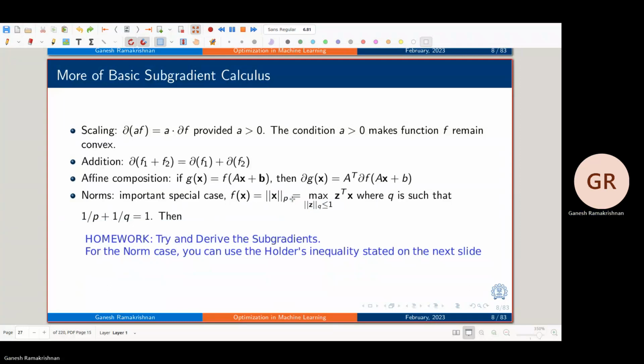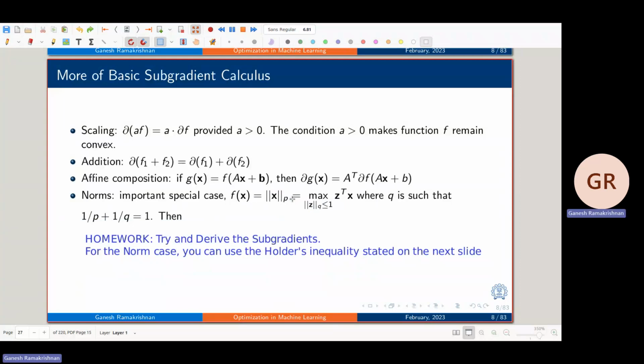When Z is a scaled version of X, right? They're proportional. Rather, if you put a norm constraint, they should be the same. Under a norm constraint, if Z and X are the same, then only the max is attained. The max is attained when Z and X are in the same direction. So now we are saying this max is attained of Z transpose X here.